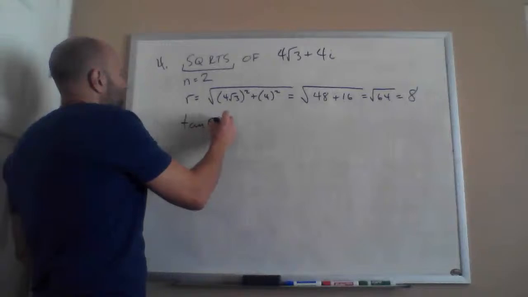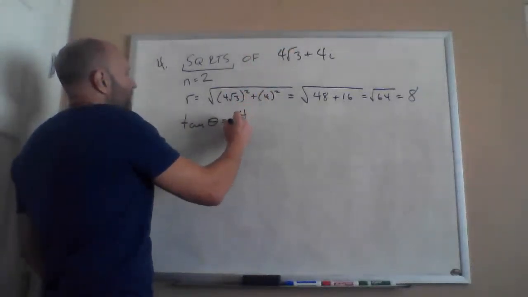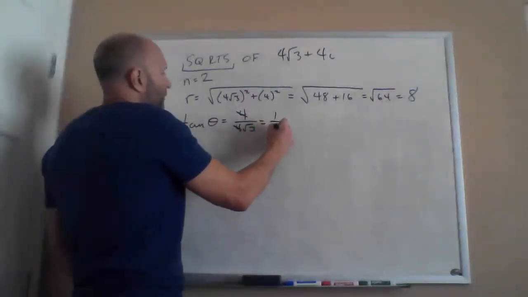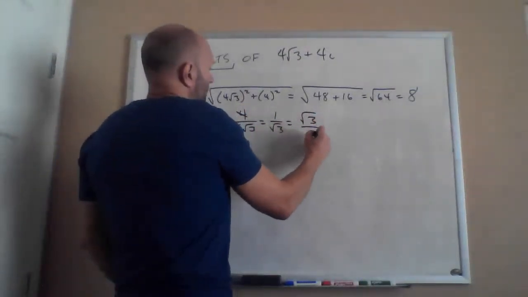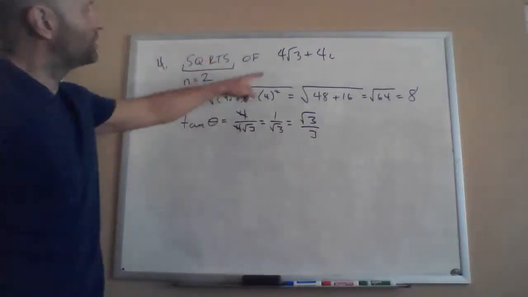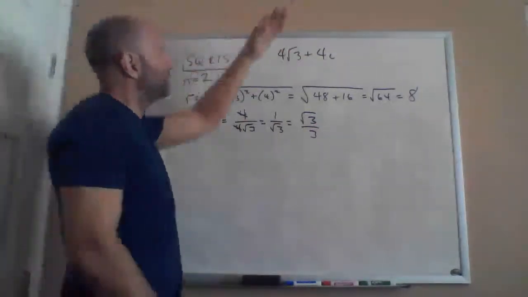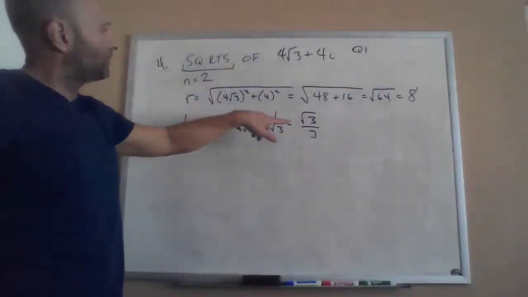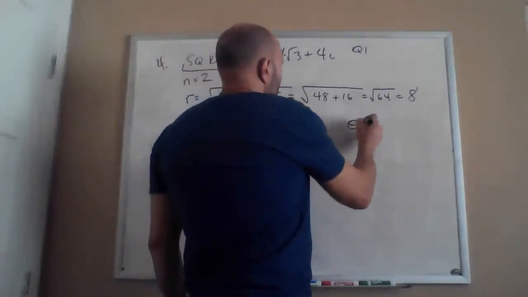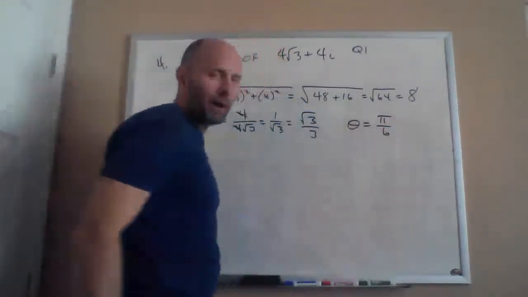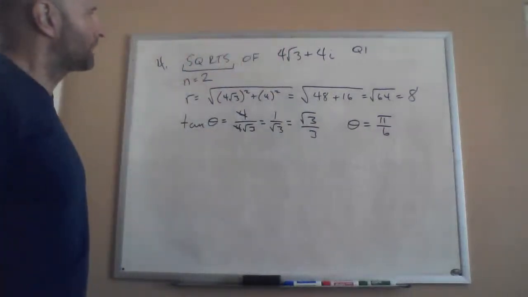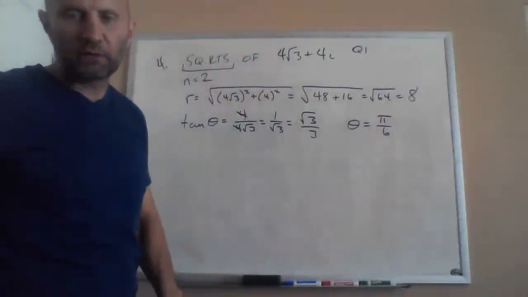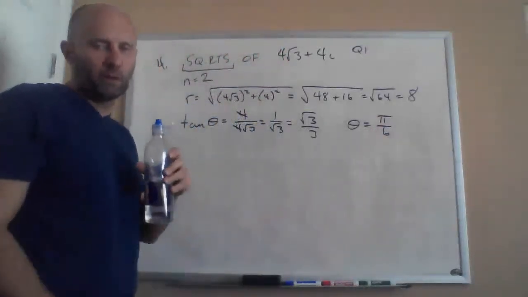And then to figure out theta, so tangent of theta is b over a, so 4 over 4 root 3. That cancels out to be 1 over root 3, rationalized is square root of 3 over 3. So which quadrant are we in? A is positive, B is positive, so this is in quadrant 1. So where in quadrant 1 is tangent of theta equal to square root of 3 over 3? That's when theta is equal to pi over 6. So we have n is 2, r is 8, theta is pi over 6. So any questions on that before I move on to the formula part of it?